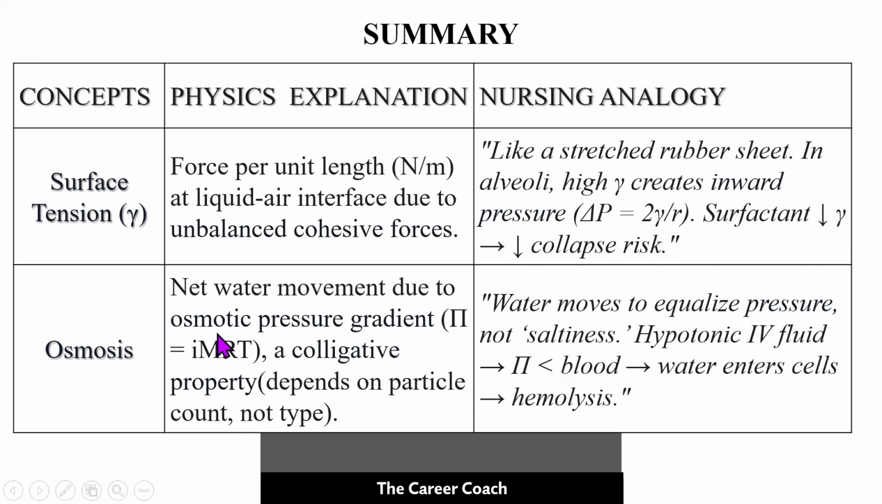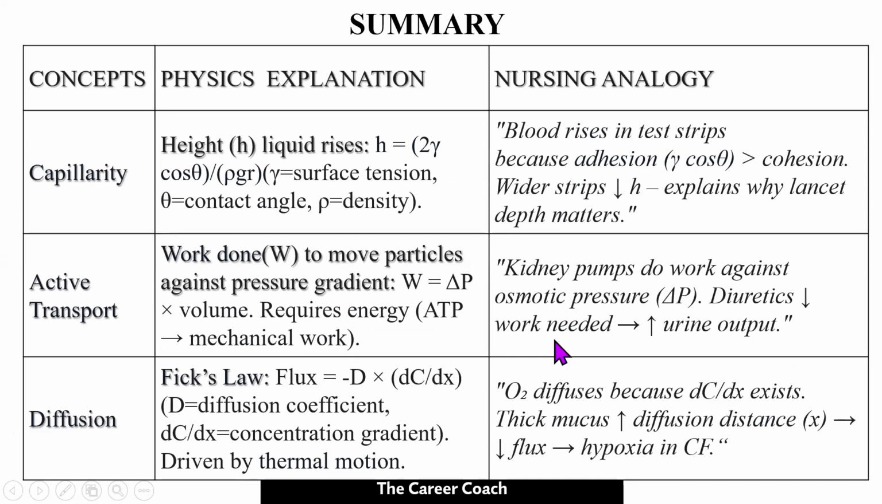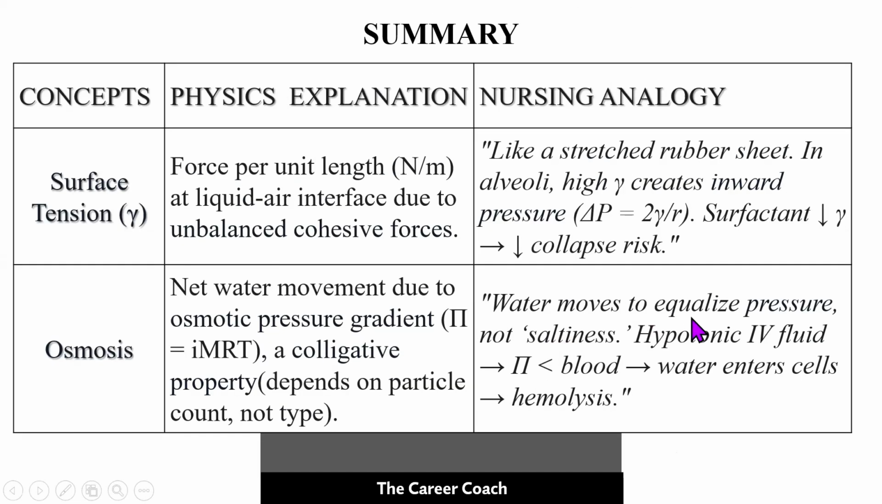Okay, so osmosis, as explained in physics, is net water movement due to an osmotic pressure gradient. It is a colligative property. A colligative property simply means that osmosis depends on particle count, not the type. So it depends on areas of high concentration, not areas of salt. So how does it relate to nursing? Water moves to equalize pressure, not saltiness.